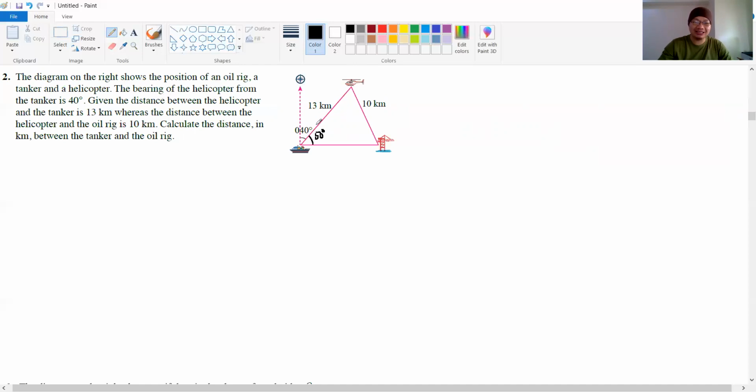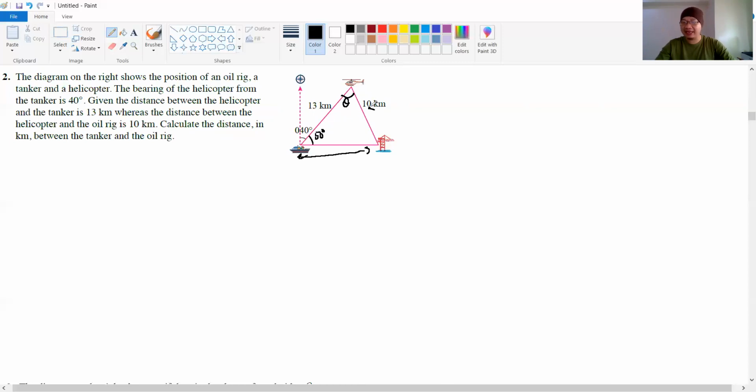Find the angle inside. And then the distance between the helicopter and the tanker is 13 kilometers. The helicopter and the oil rig is 10 kilometers. They want us to determine this length between the tanker and the oil rig. This one is very easy, right? So you want to find this length, you must have this angle.